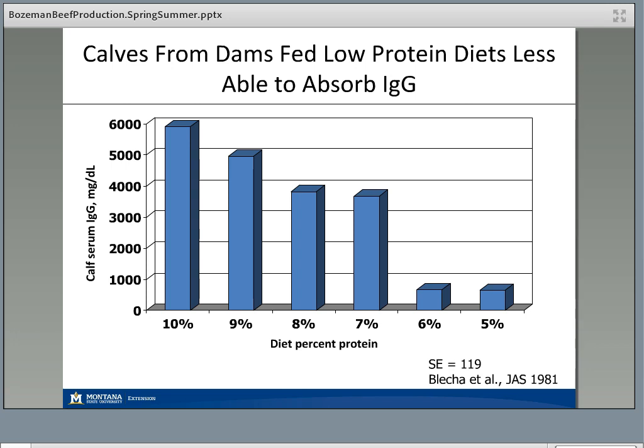But that's not what we see. We see a gradual decline from 10 down to 7, and then a sharp decline after that in the 5 and 6% crude protein regions. And those calves in the 5 and 6 we would consider to have failure of passive immunity. So basically what this is saying is how we treat the dam before she calves has an impact on how the calf performs independent from the dam after the calf is born.